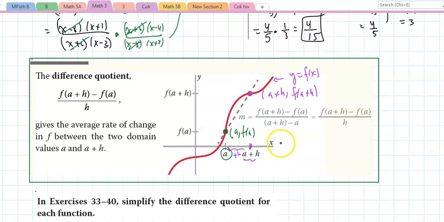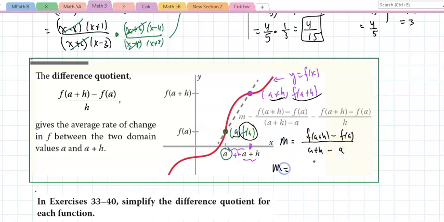If I find the slope of the line, isn't the slope of the line y2 minus y1 over x2 minus x1? Isn't the slope of the line f of a plus h minus f of a over, wouldn't these two cancel out? And you're left with h.